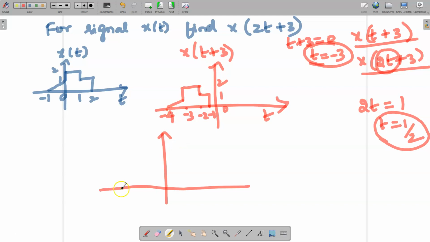So, minus 4 into 1 by 2 is nothing but minus 2, minus 3 into 1 by 2 is minus 3 by 2, and next is minus 1, next is minus 1 by 2. Okay, just draw the same diagram as it is.